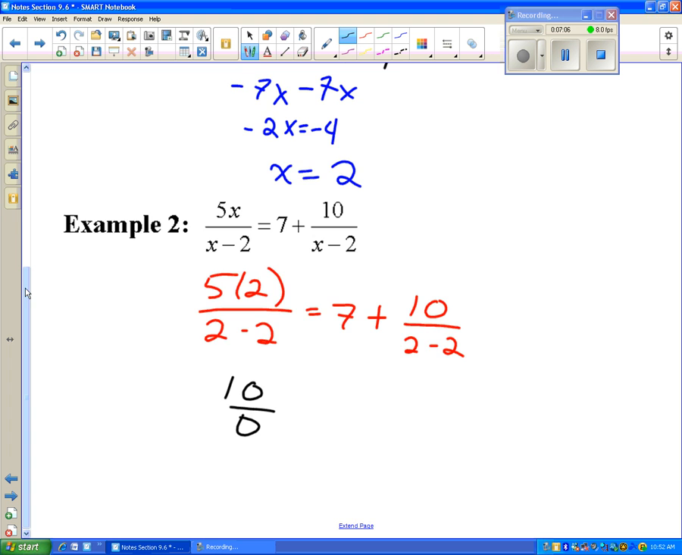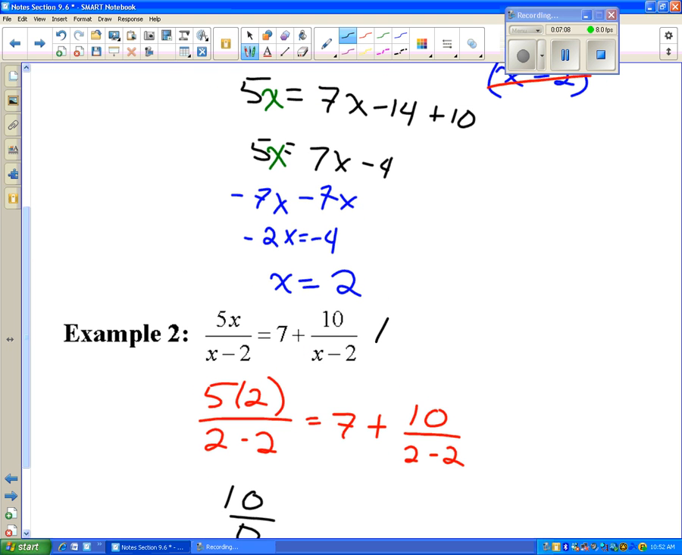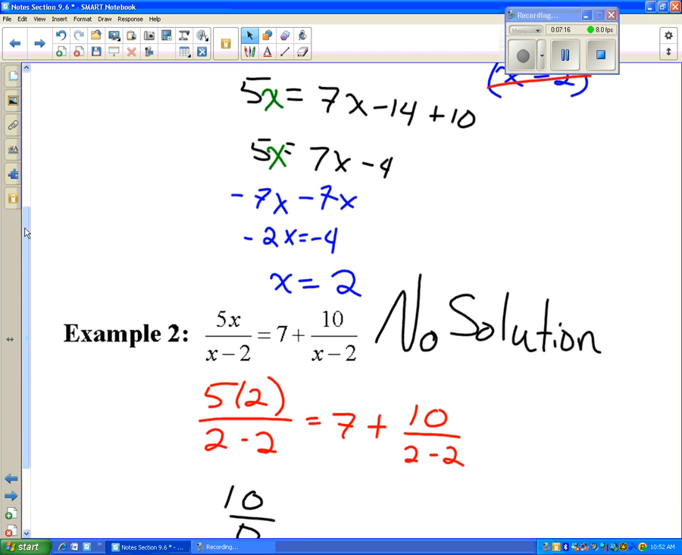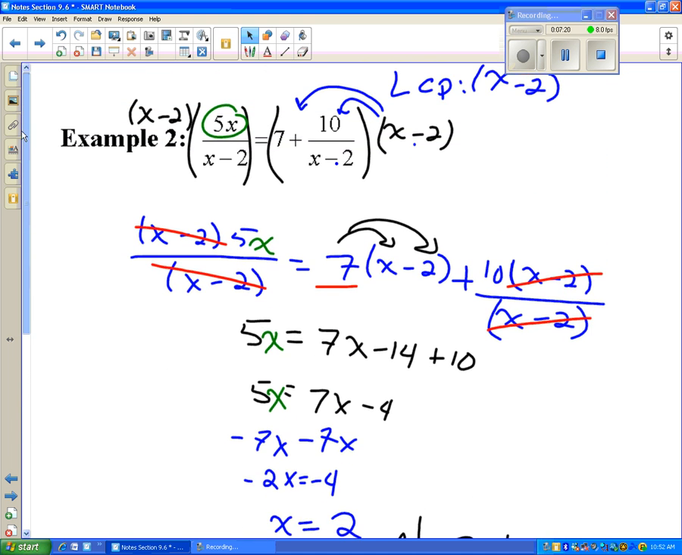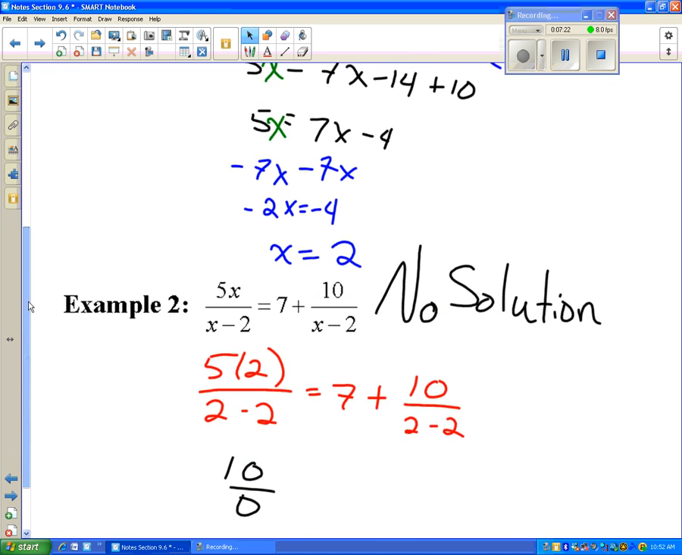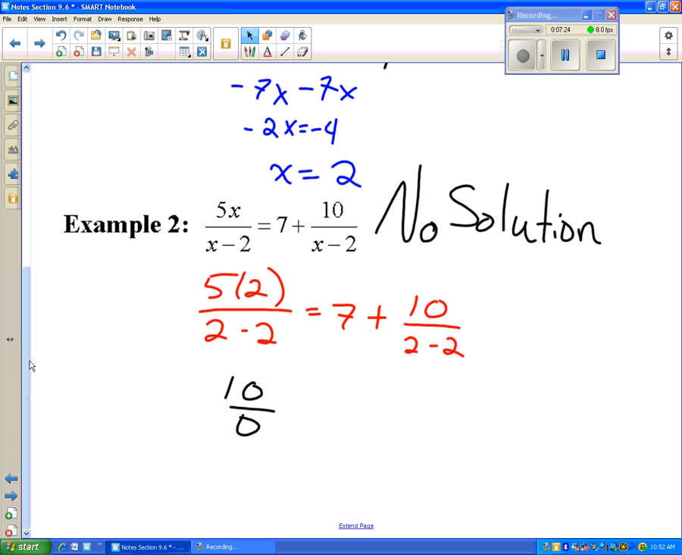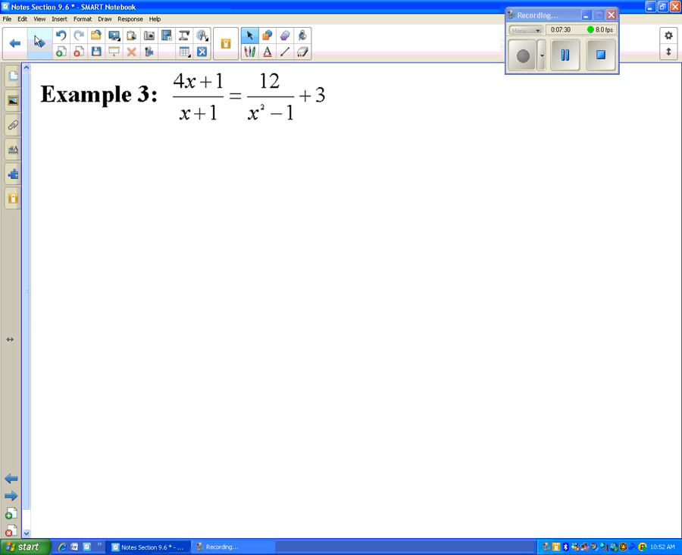So for this problem, I have no solution, because the solution I came up with is an extraneous answer. It doesn't give me a good answer. I'm dividing by 0. So example 2 is no solution because I cannot divide by 0.